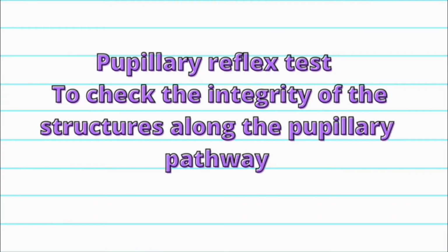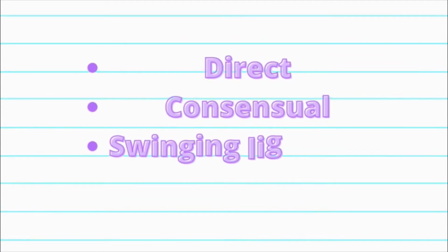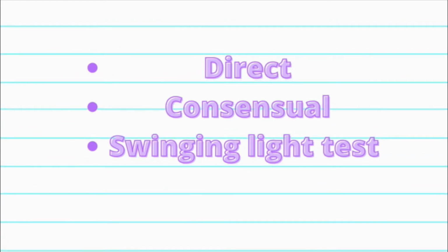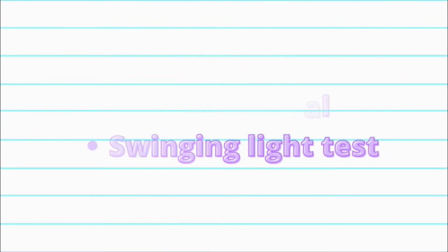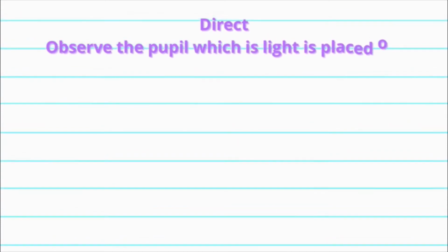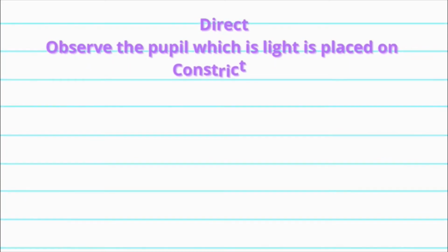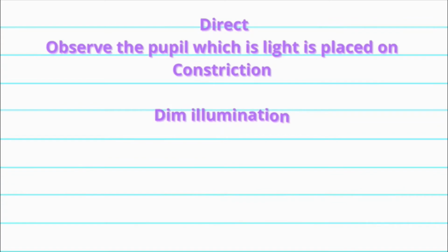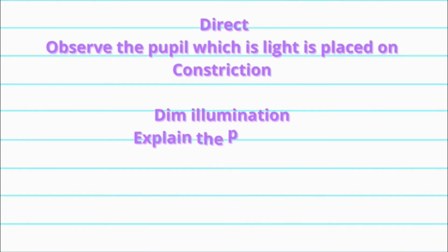Now, finally moving on to the pupillary reflex test, we have 3 tests that we mainly do. That's the direct, the consensual, and the swinging light test. Starting with the direct pupillary reflex test, what are we trying to do over here? We're trying to observe the pupil which the light has been placed on. And what do we expect to see? We expect the pupil to constrict as the light is brought towards it.